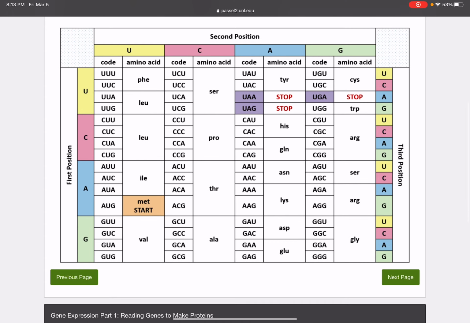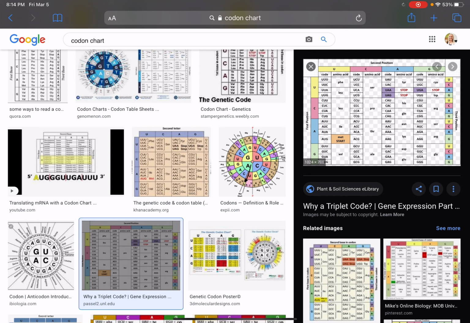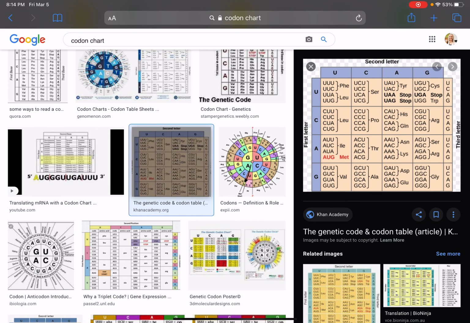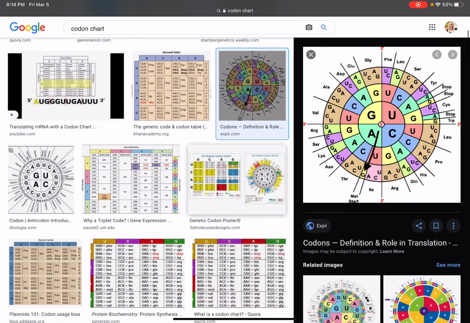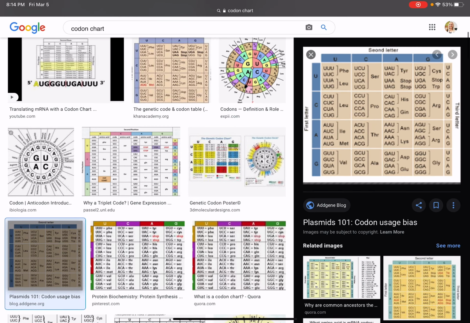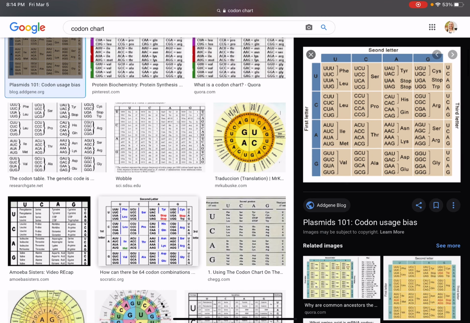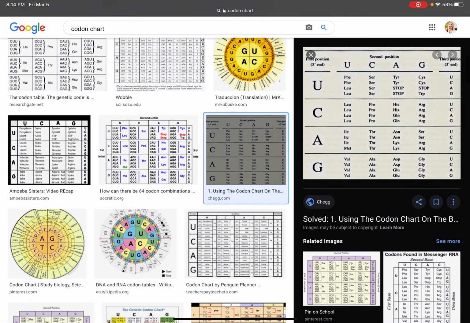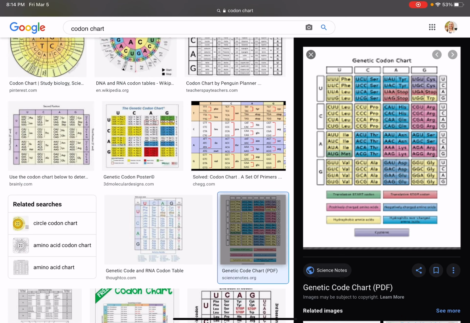This particular chart is using the 3-letter abbreviation for the amino acids, which is pretty standard because we don't want to use the 1-letter abbreviation and risk getting it confused with the 1-letter abbreviation for the nucleotide bases. So just look through the internet, or you can look through your textbook and find a version of this that looks the most appealing to you, and just save it or have it handy so that you can use it when you're working on homework problems that are related to the genetic code.